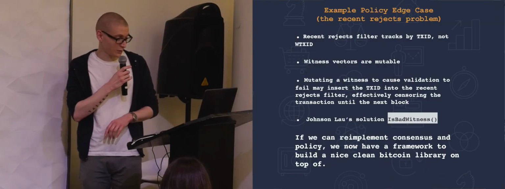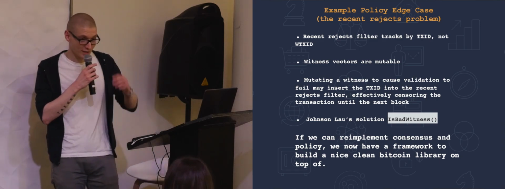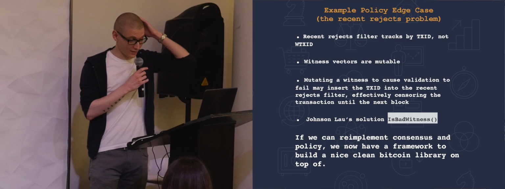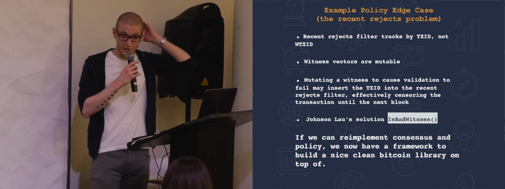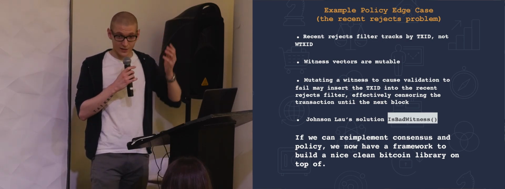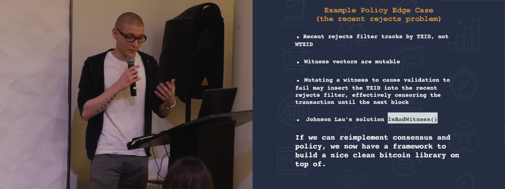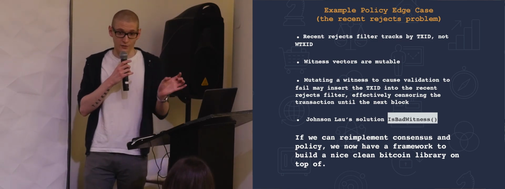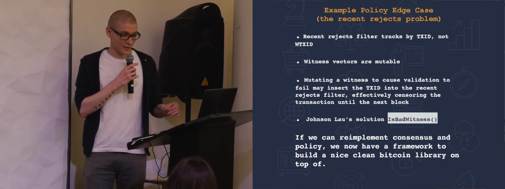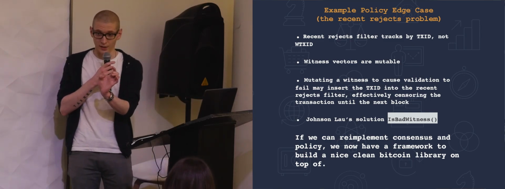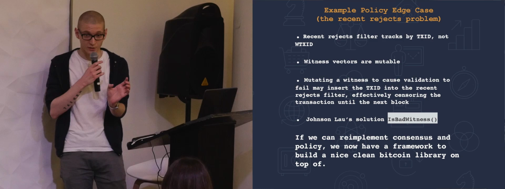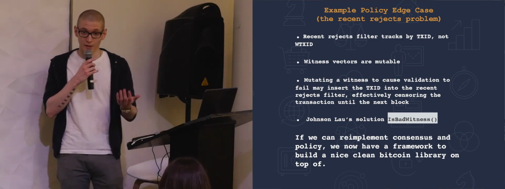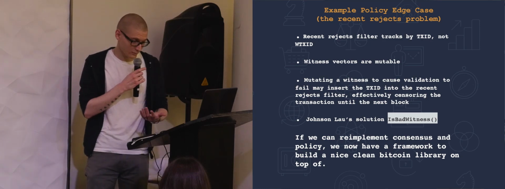And so here's an example policy edge case. So recently it was discovered, after SegWit was merged in, that witnesses can be mutated as they relay. A bad actor on the network can mutate a witness and give a really big witness or an invalid witness and cause validation to fail on some level and get passed into this recent rejects filter thing. The recent rejects filter is a Bloom filter that keeps track of all the transactions that have been recently rejected, so you don't re-request them.